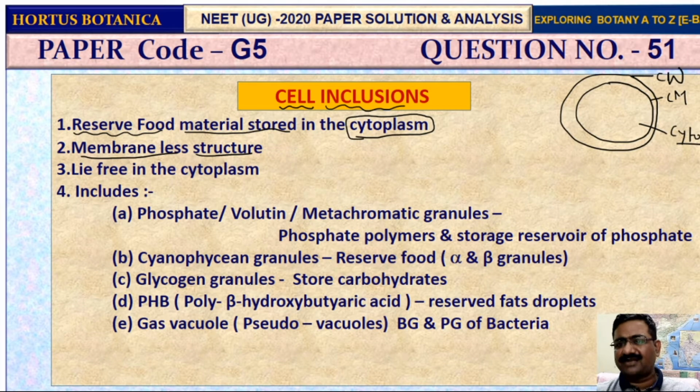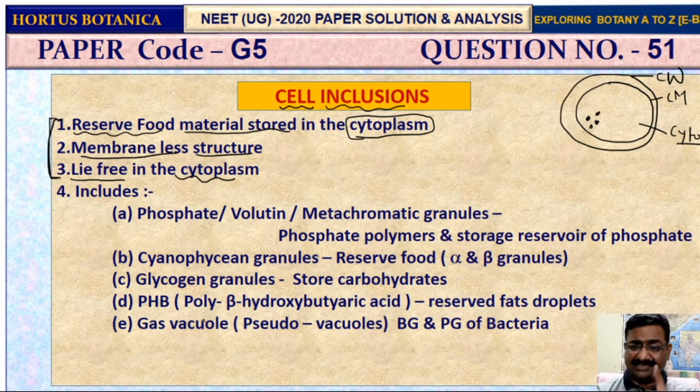They are not part of the cell organelles. Where are they found? They are found in the cytoplasm independently. They lie free in the cytoplasm. So mind well these important three points always. Cell inclusion is the reserve food material in the cytoplasm, first. Second, no membrane is there and it is scattered in the cytoplasm. It is not associated with any particular organelle, rather it lies free in the cytoplasm.